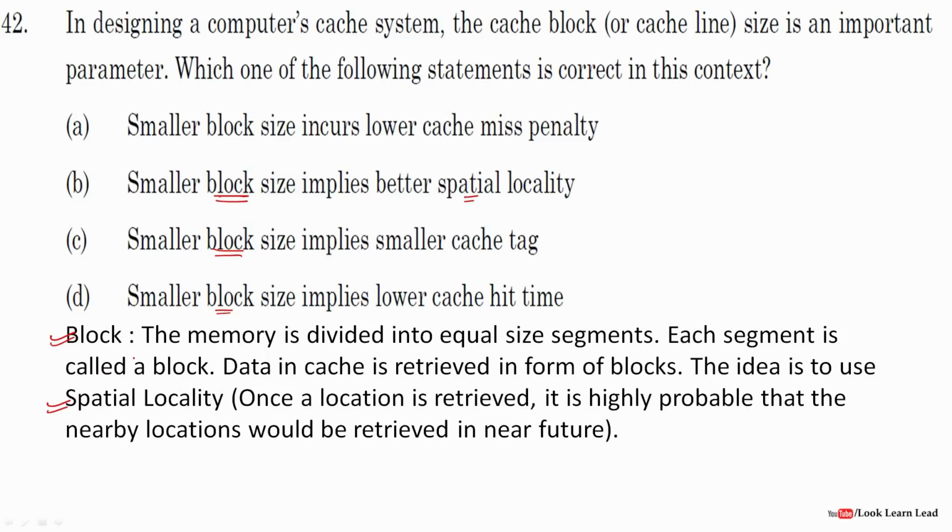So what is a block? The main memory is divided into equal size segments, and each of these equal size segments is called a block. Data in the cache is retrieved in the form of blocks only. Spatial locality means that if a block is retrieved, then it is highly probable that nearby locations will be retrieved in future. That is, if you have retrieved a block, the surrounding blocks have a high probability of being retrieved in future. That is called spatial locality.